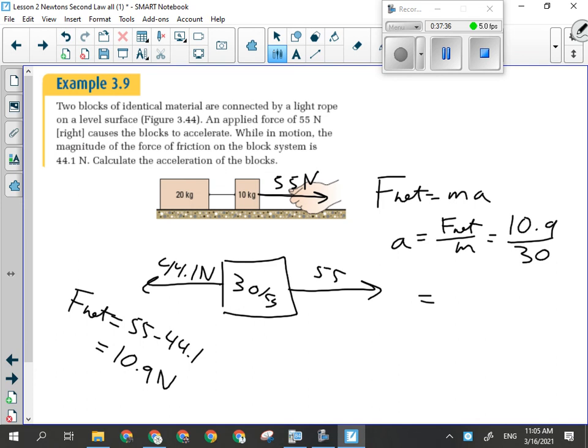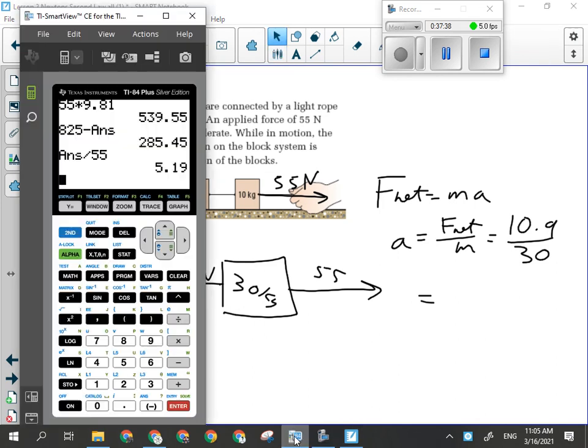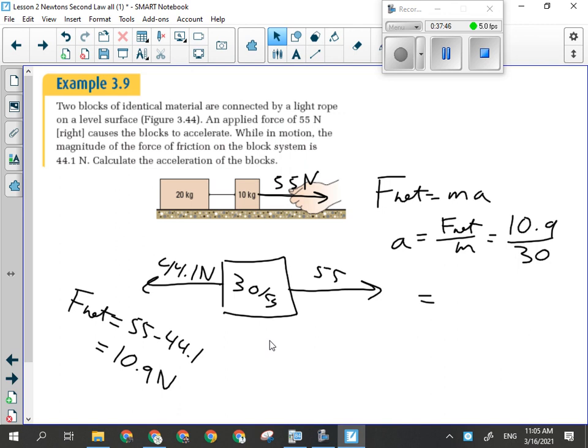All right, so the acceleration of that system is 0.36 meters per second squared forward. Okay, everybody all right with that idea?